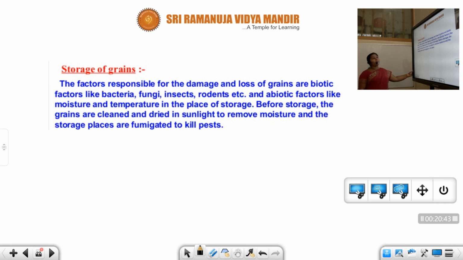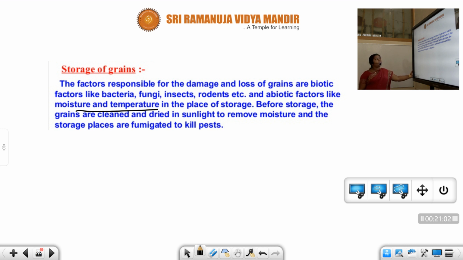The factors responsible for damage and loss of grains are biotic factors like bacteria. Again, after the harvesting also, there may be infection with such biotic factors as fungi, insects, rodents, etc. And abiotic factors like moisture and temperature in the place of storage.